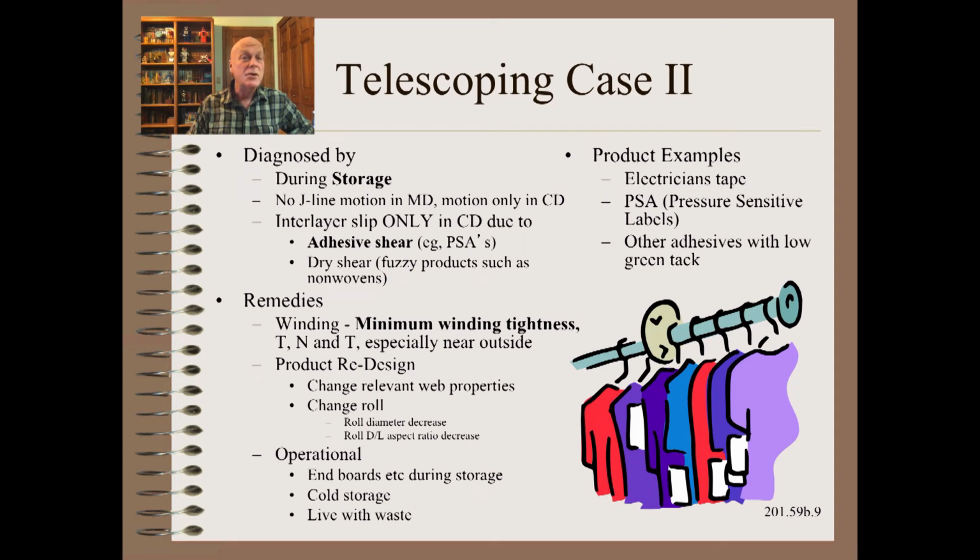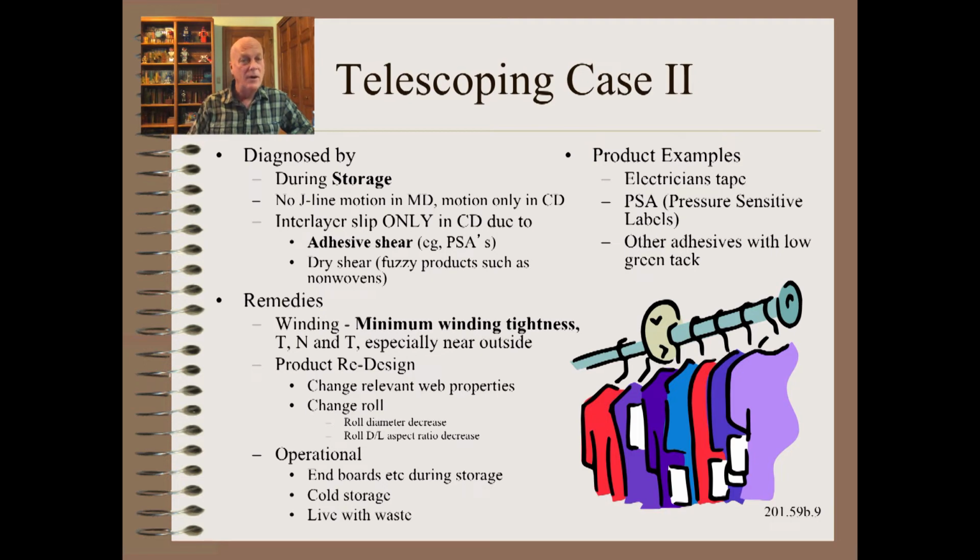Telescoping case 2 is entirely different in almost every respect, even though it looks almost the same. It happens on materials that have lubricant-like properties. The classic example is pressure-sensitive adhesives, or PSAs for short. However, low green tack curable adhesives and even non-wovens can have identical behavior.